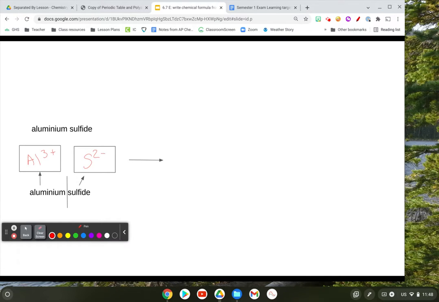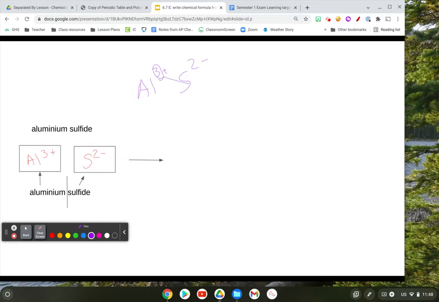All right, so those are the ions that make up this compound. Next thing we're going to need is to figure out what the formula is. And again, I'm always trying to balance out my positives and my negatives. So a couple ways to do this. One way to do it is to take these numbers, the 3 and the 2, and just crisscross them.